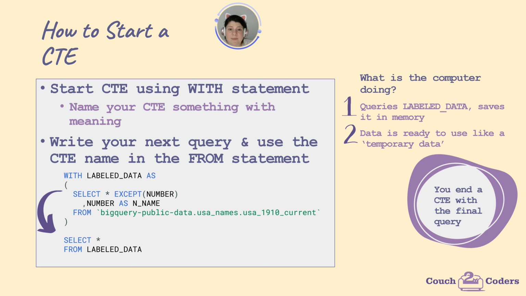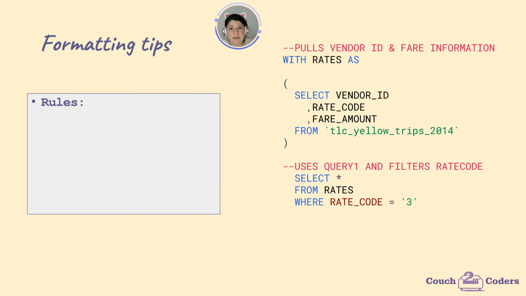And then you end a CTE with the final query. So I couldn't just put WITH labeled data AS and be done. I have to have a SELECT something at the end. Otherwise, BigQuery is like, hey, you made all of these little temp tables, but then you didn't do anything with it. What do you want to do with it? And it gets confused.